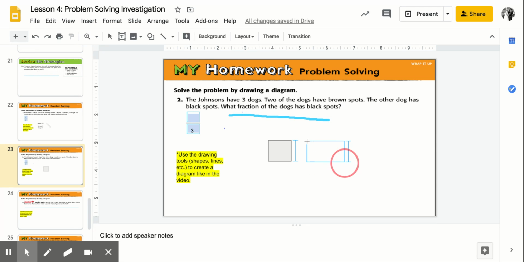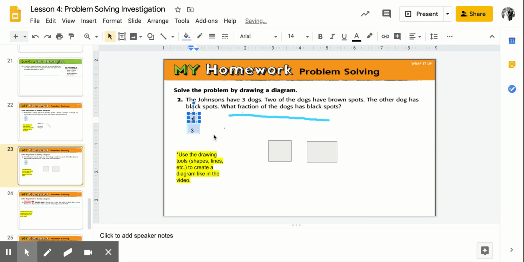And here's my other one. So those are my 2 brown ones. So I know that they have 3 dogs, and 2 of them are brown. So if they have 3 dogs and I take 2 away from it, I'm left with 1. So 1 out of 3 has black spots.